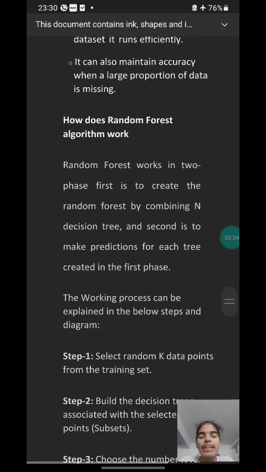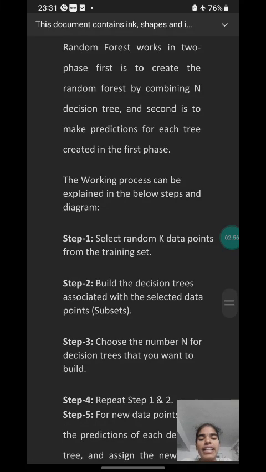How does the random forest algorithm work? Random forest works in two phases. First is to create the random forest by combining n decision trees, and the second is to make predictions for each tree created in the first phase. The working process can be explained in the below steps and diagram.